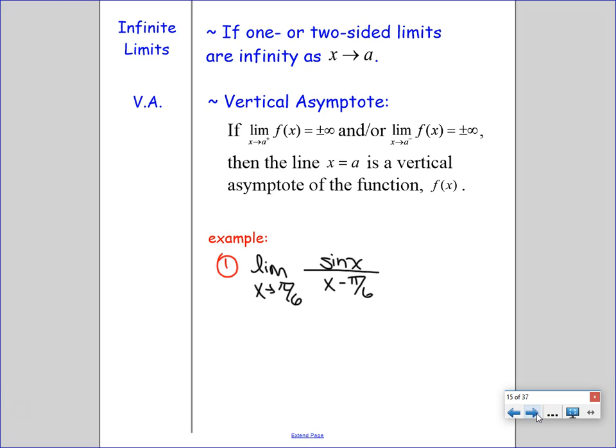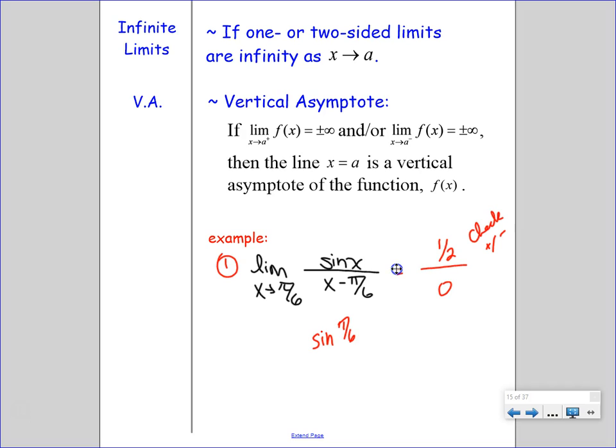So as you guys look at number 1, we know to plug and chug, right? And as we plug and chug, what's sine of pi over 6? 1/2 over 0. What is this supposed to point me to? Check sign. Infinite, check sign, right? Number over 0, we know it's infinite. We need to check the sign. How do we check the sign? Remember?